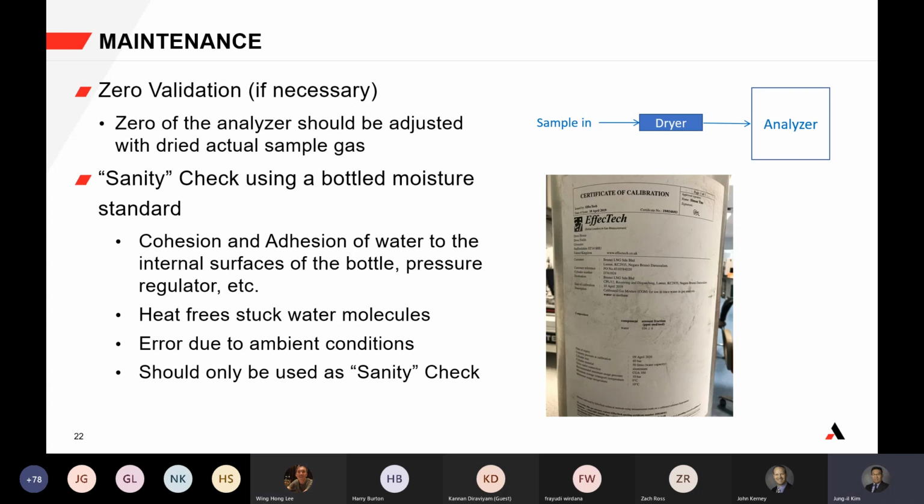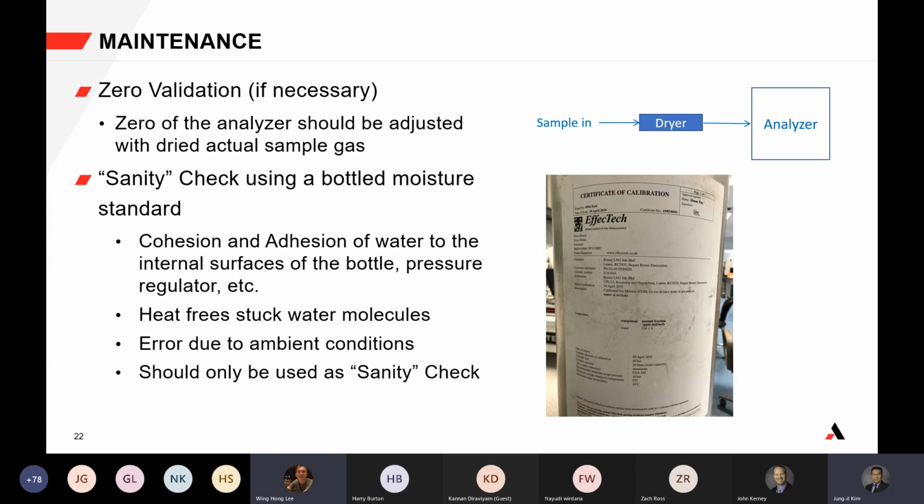Moisture span validation is more challenging. Bottle standards are convenient and are always used for impurities other than moisture. Due to the cohesion and adhesion properties of moisture, the use of bottle standards should be avoided. In a moisture standard bottle, the water molecules will stick to the internal surfaces of the bottle, pressure regulator, and all other components of the delivery system.